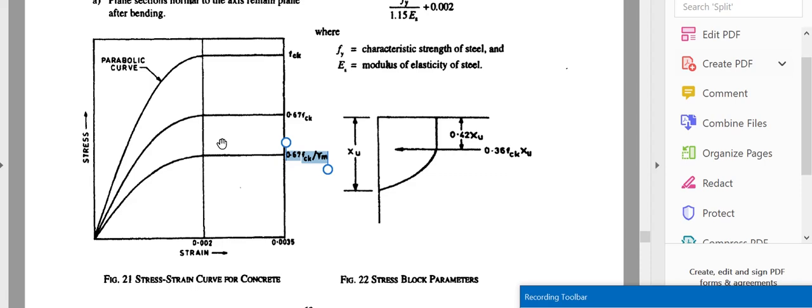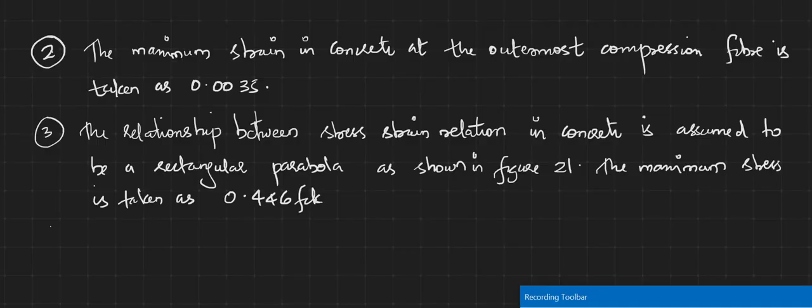So according to IS 456, the third assumption is that the stress strain relation in concrete is assumed to be a rectangular parabola as shown in figure 21 of your IS 456. The maximum stress is taken as 0.446 fck.